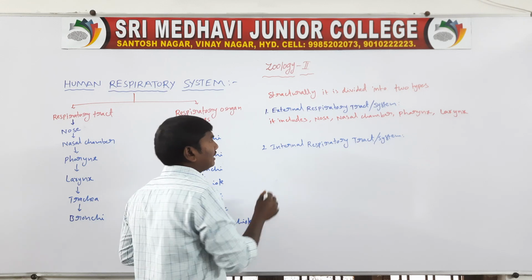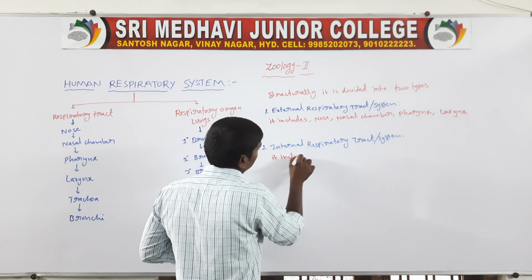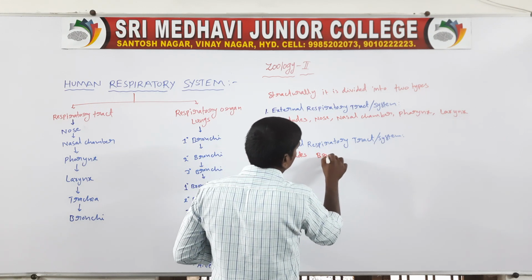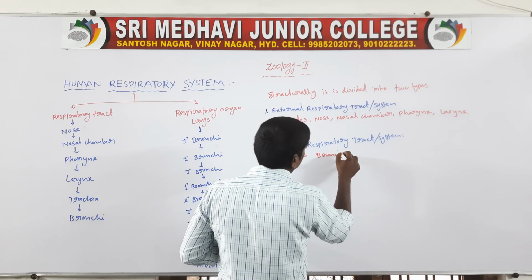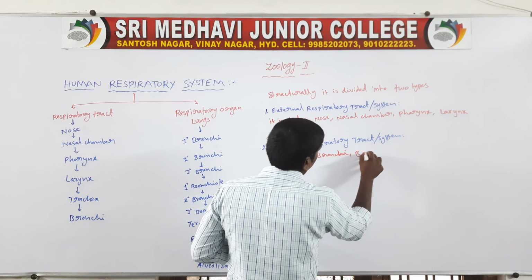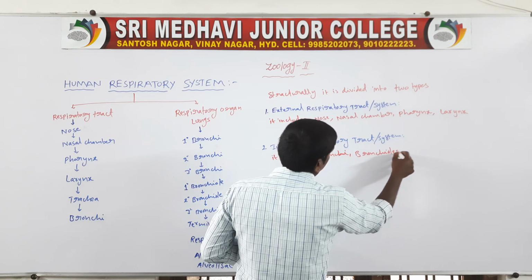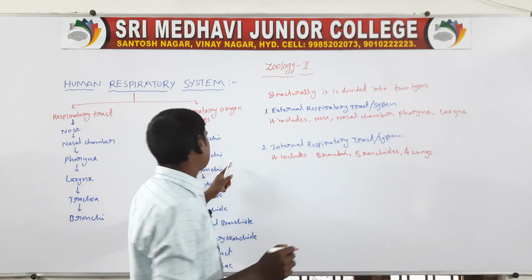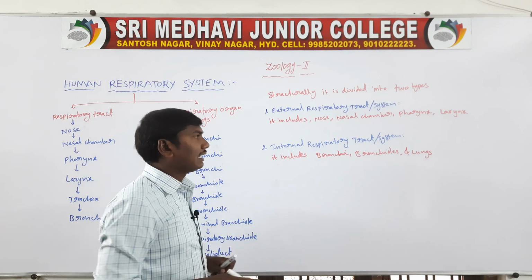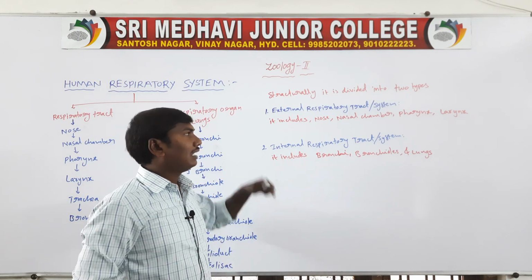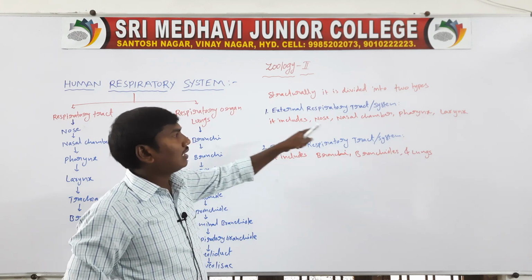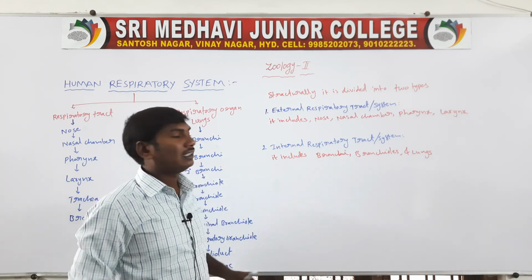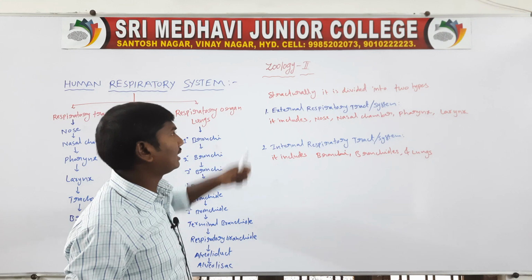Next one, the internal respiratory tract. It includes the bronchi, bronchioles, and lungs. In the lungs, there are the primary bronchi, secondary bronchi, and tertiary bronchi. They are all present in the internal respiratory tract. The external respiratory tract has the nose, nasal chamber, pharynx, and larynx. The internal respiratory tract has the bronchi, bronchioles, and lungs.